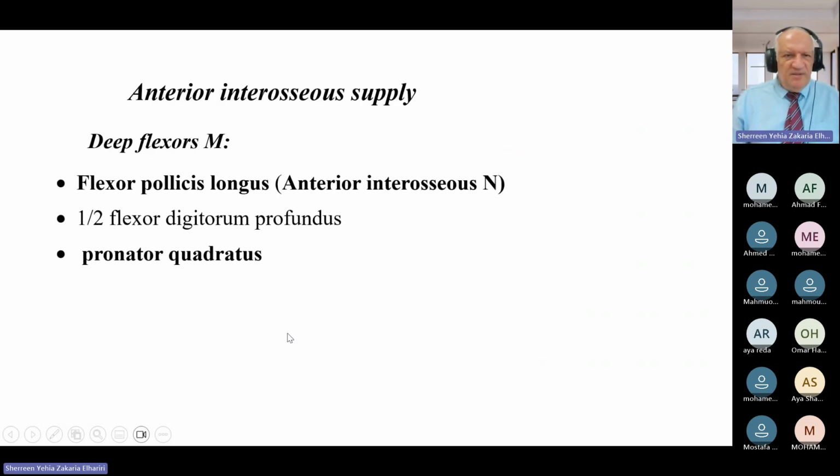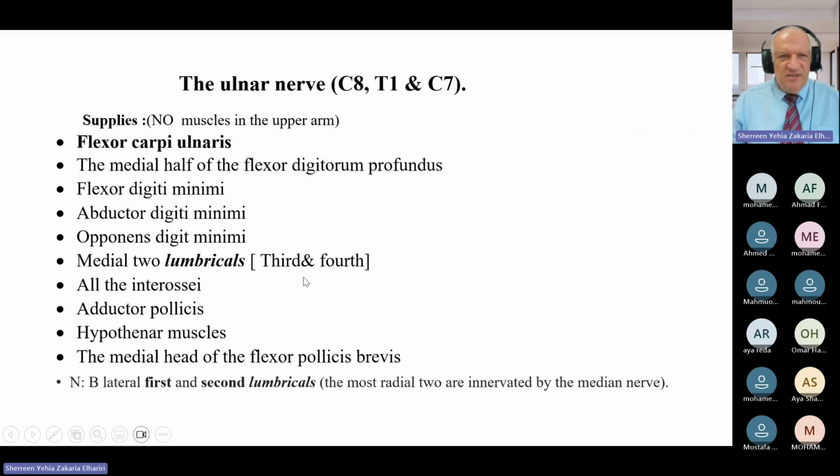Anterior interosseous gives flexor pollicis longus, flexor digitorum profundus, and pronator quadratus. We don't ask much detail. Ulnar nerve is important. If we ask you about interossei, it supplies all interossei and the 2nd, 3rd, and 4th lumbricals. So whatever question is asked about interossei muscles, the nerve supply is ulnar nerve for all.